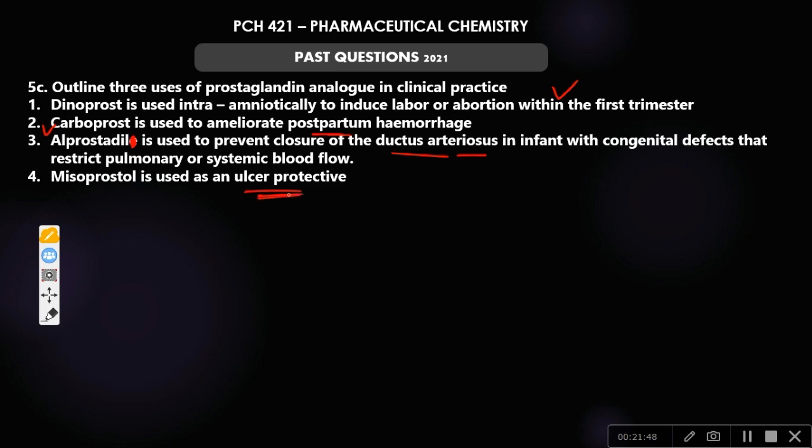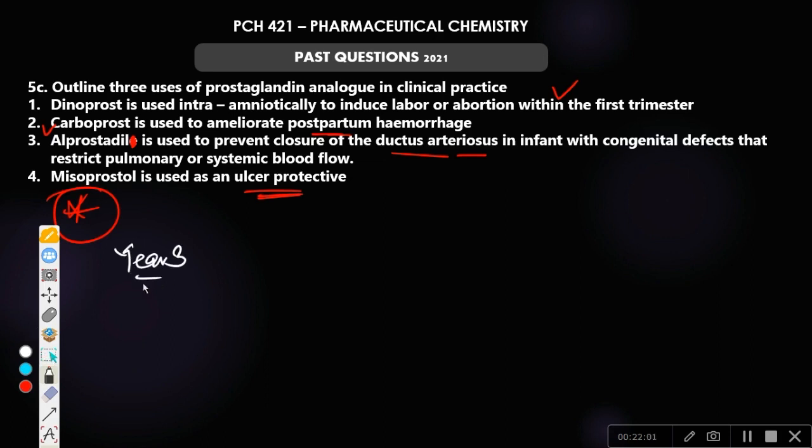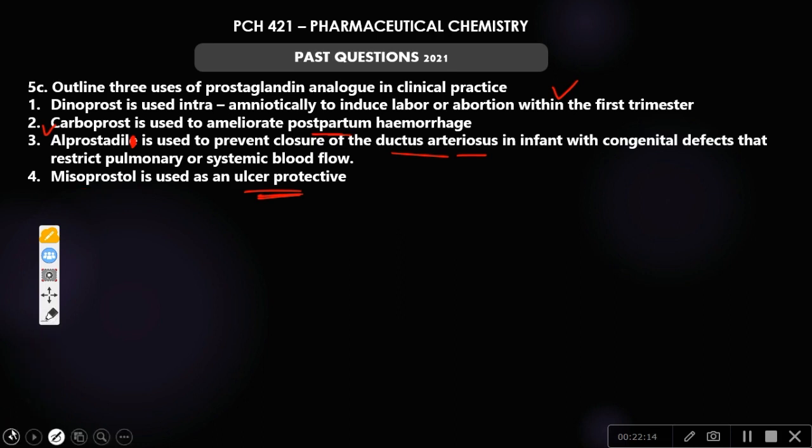An ulcer protective. This one came out as an objective question in Pharmacology, year 3. Misoprostol is dash, whether it's an ulcer protective, and then put options there. The correct answer was misoprostol. I believe that is everything that this one has to do with it.